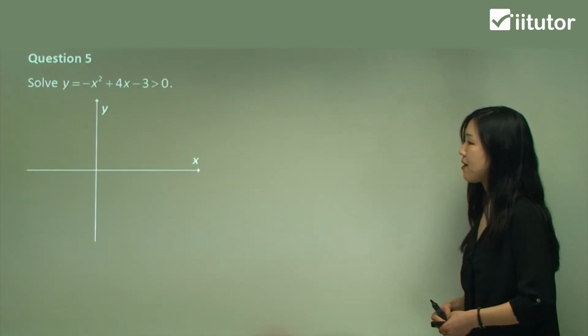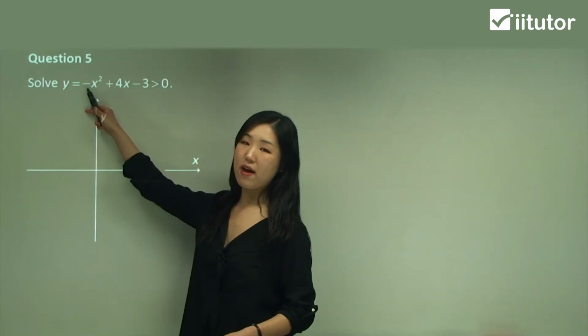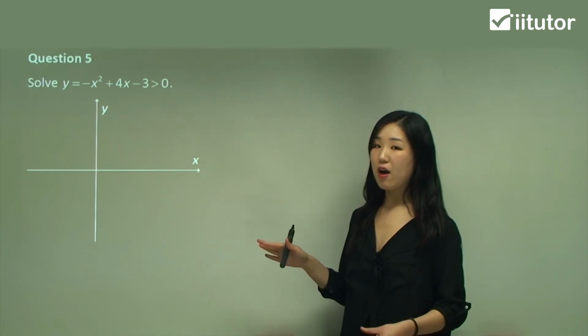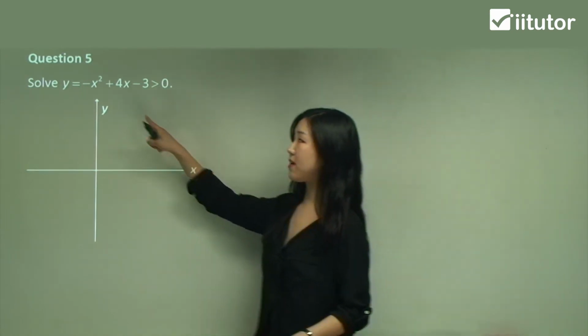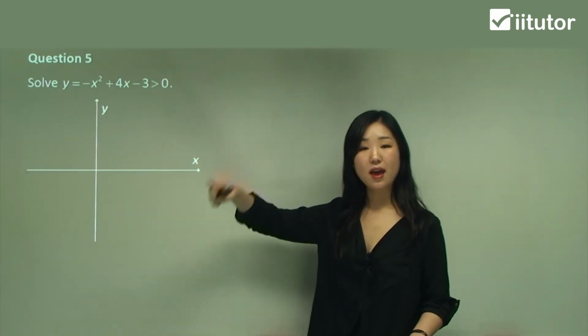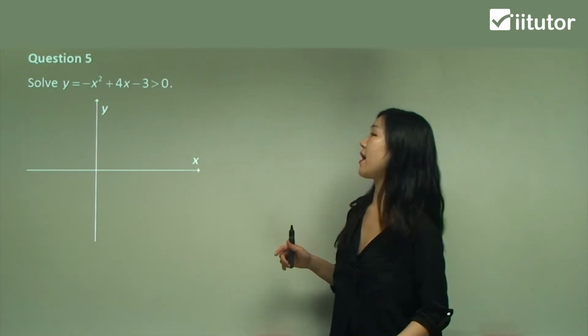Alright, question 5. Now, this time we have a negative in front of our x squared, don't we? So the x squared has a coefficient that's negative. Now, I'll show you a trick, guys. Because the negative, that's the first thing you can kind of see. We know that it's going to be a sad face parabola. It's going to be concave down. Just keep that in mind, okay?